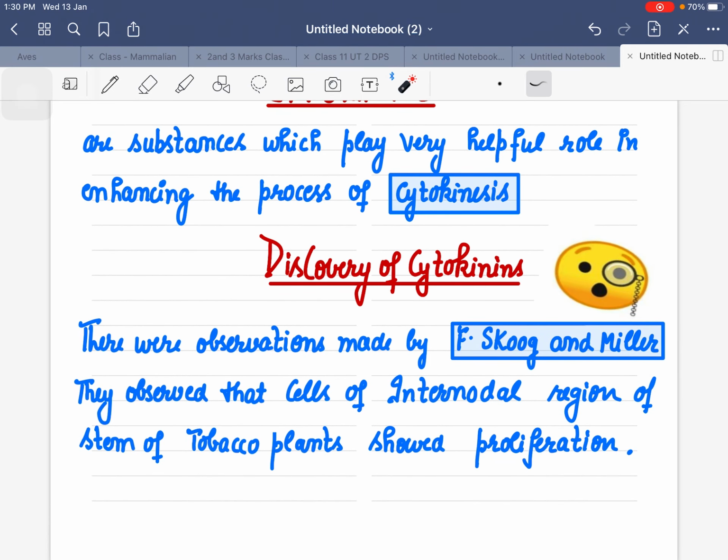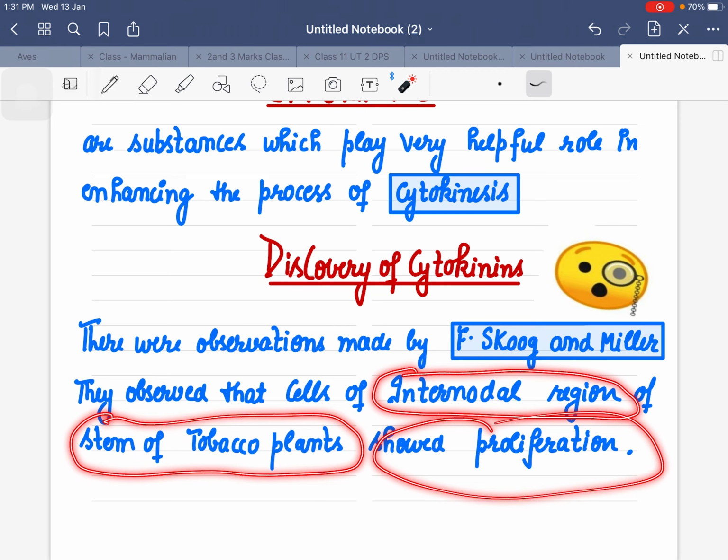So there were few observations which were made by our scientists F. Skoog and Miller. They showed that cells of the internodal area, suppose this is our stem portion, and from here leaves are coming out, so this is the area which is the internodal area, right? So scientists observed that the cells in this particular area, and specifically the stem of tobacco plants, show multiple or continuous cell division, means their cells show division very rapidly, and that is called proliferation. This observation was made by two scientists, Skoog and Miller. They observed that cells of the internodal area of the stem of tobacco plants showed proliferation.